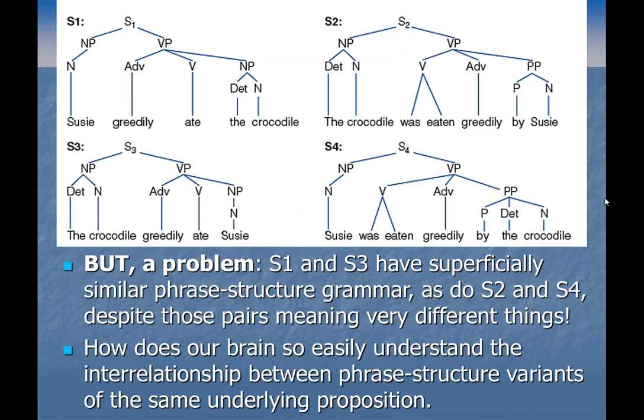So the question then becomes, the question that was actually raised by Noam Chomsky, the guy I referred to before, the question becomes, how does our brain so easily understand those interrelationships between different phrase structure variants of the same underlying meaning or the same underlying proposition about the world? In other words, how does our brain so easily translate between this structure, X greedily ate Y, and this structure, Y was eaten greedily by X? How does our brain convert from one of those to another in a way that helps us understand, oh, those have the same meaning, those are getting the same proposition across, despite the fact the phrase structure is different?